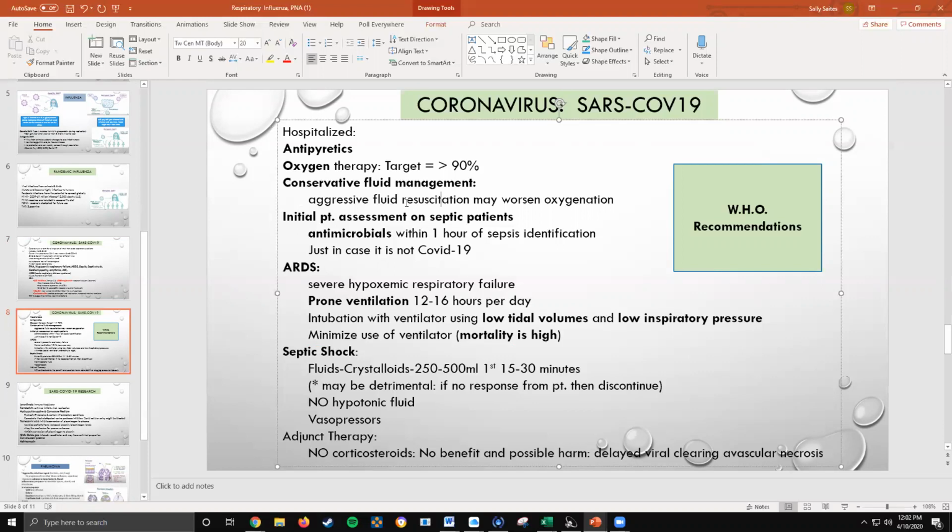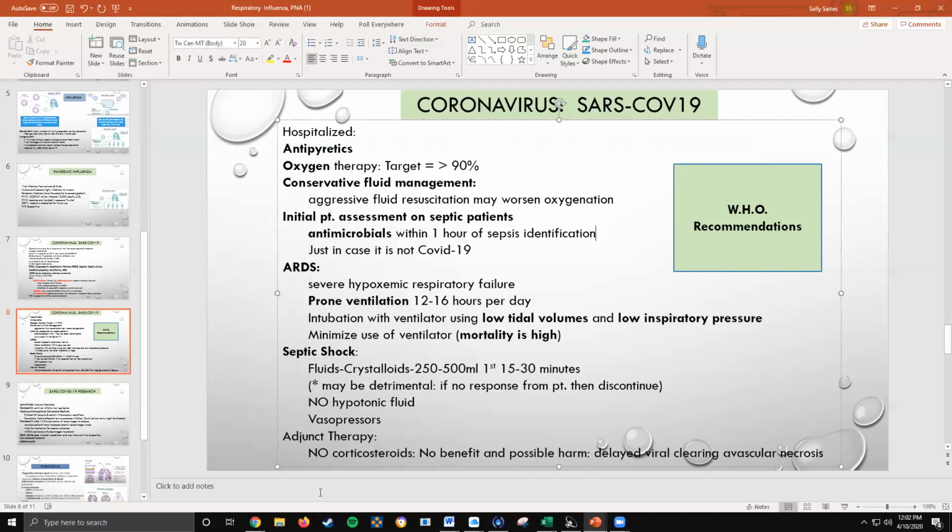They are still recommending that the initial assessment on a septic patient to the hospital be given antimicrobials within 1 hour of the sepsis identification, which would be considered a lactic acid. And then just in case it's not COVID.